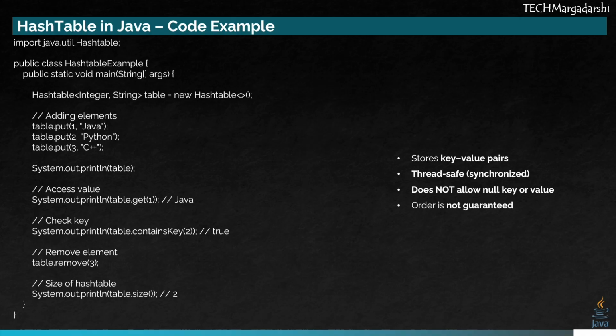Using the get method, we retrieve the value for a specific key. The containsKey method checks whether a key exists. We then remove an element using the remove method. Finally, the size method returns the total number of key-value pairs. This example shows how Hashtable works with synchronized methods, making it thread safe but slightly slower compared to HashMap.